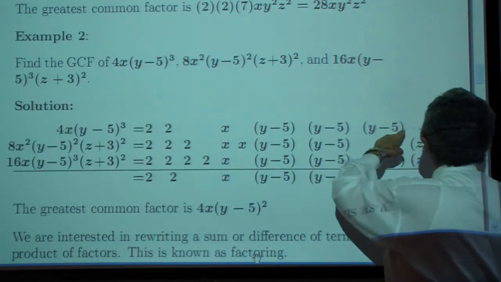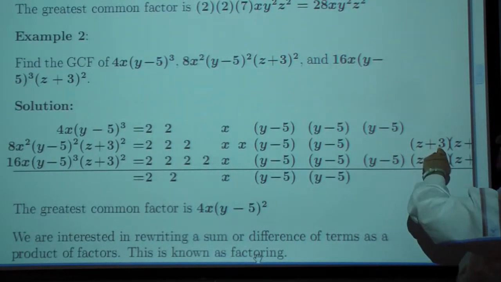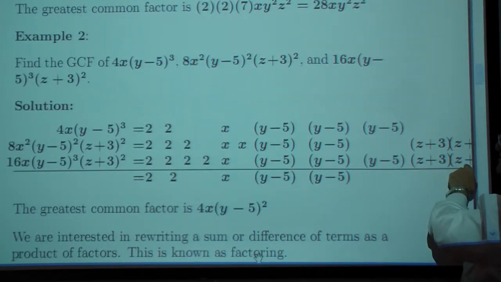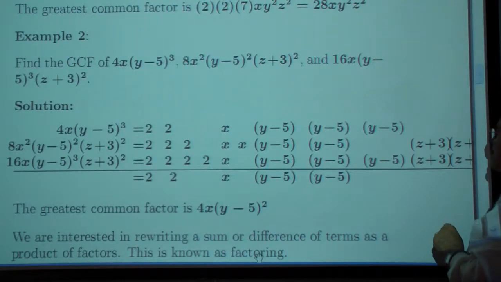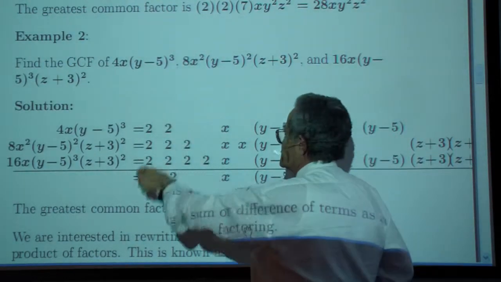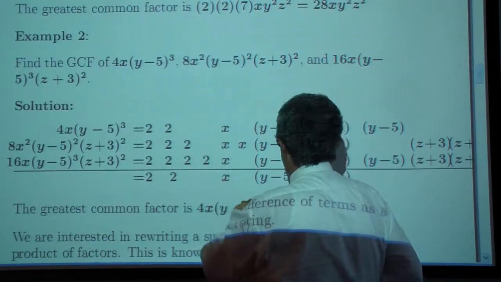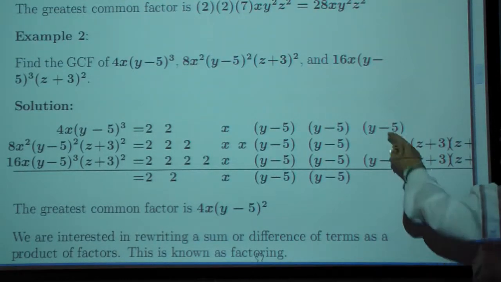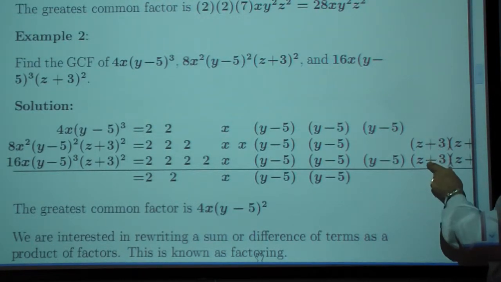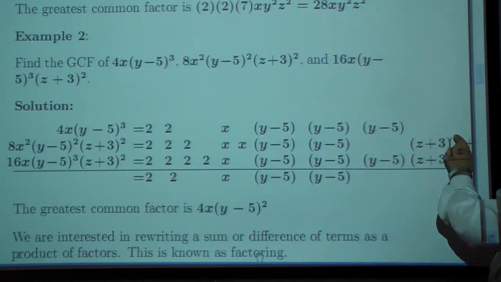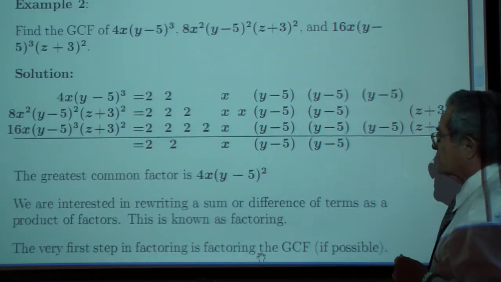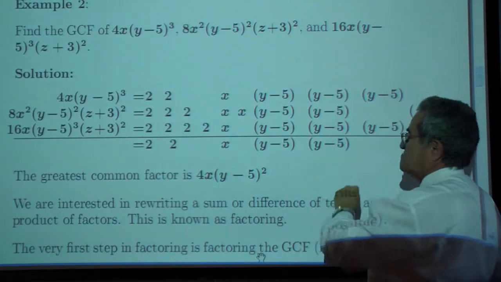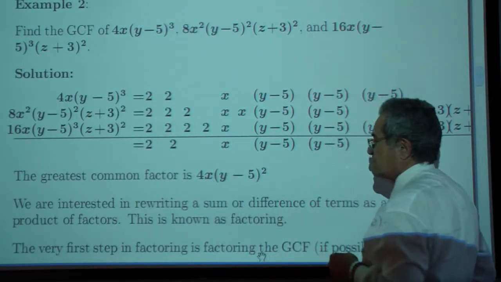You have the first line, you have the second line, there's a z plus 3, another z plus 3 here, and the first 2 columns are common. The x's are common, the y minus 5, another y minus 5 are common. This y minus 5 is not common, this z plus 3 is not common, it's not in the first term. So the greatest common factor is 4x times y minus 5 squared. Feel free to use exponents here.